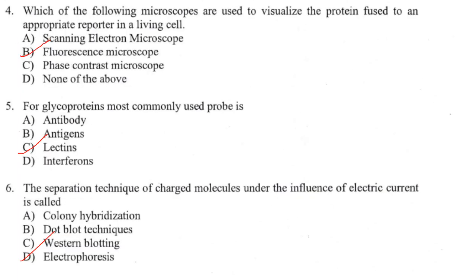Then next one, which of the following microscopes is used to visualize a protein fused to an appropriate reporter in a living cell? So it is the fluorescent microscope. Answer is option B. The next one, for glycoproteins, the most commonly used probe is lectins. Because they are glycoproteins, lectins are used as probes. Answer is option C. The separation technique of charged molecules under the influence of electric current is called electrophoresis. Answer is option D.